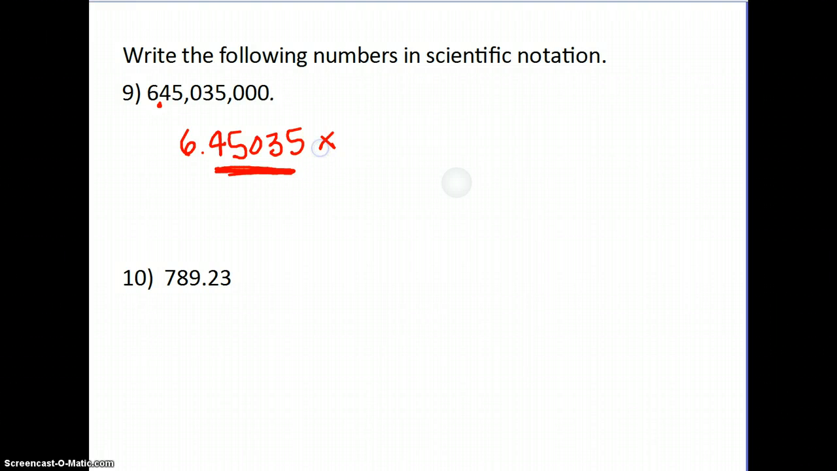Okay, then I multiply it by 10 to what power? Well, I figure that out by doing my swoops. So I go back to the original decimal and I swoop all the way to the end of the problem. So 1, 2, 3, 4, 5, 6, 7, 8 swoops to the right. So I know that scientific notation for this problem is 6.45035 times 10 to the 8th.